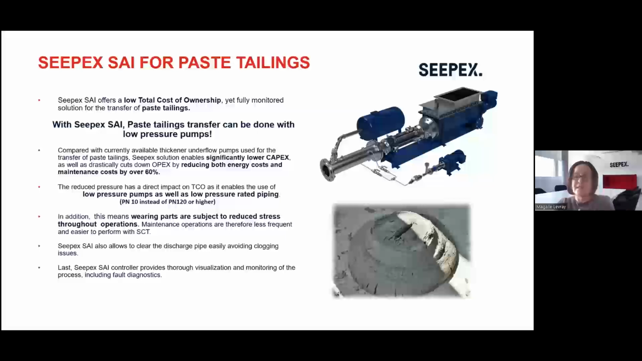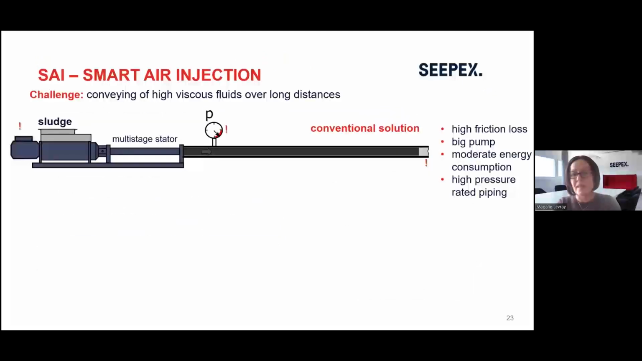So we see here on the picture the T-series with the air compressor and the small dosing pump injecting the polymer on the discharge pipe. And we see here the paste tailing. So we see this is the consistency that we require so that we can use smart air injection. And then we see how we came to smart air injection.